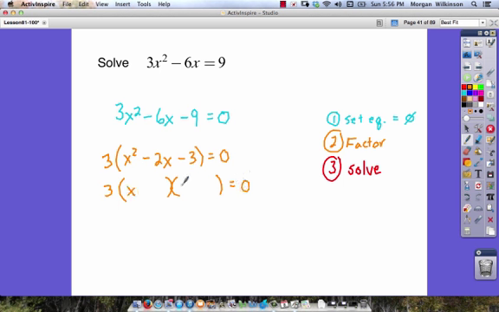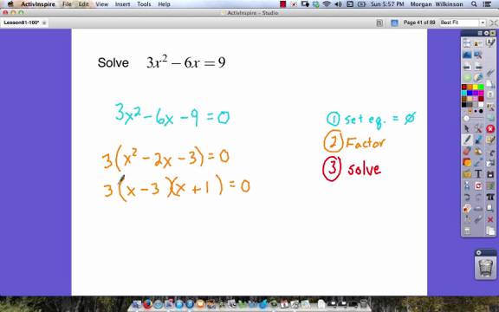So we're going to get an x and an x, because x times x is x squared. Then what multiplies to negative 3 and adds to negative 2? Well, that must be negative 3 and plus 1, because negative 3 times 1 is negative 3, and negative 3 plus 1 is negative 2. Now we're on to step 3. Step 3 is the solving part. It's really the only new part to this whole lesson.